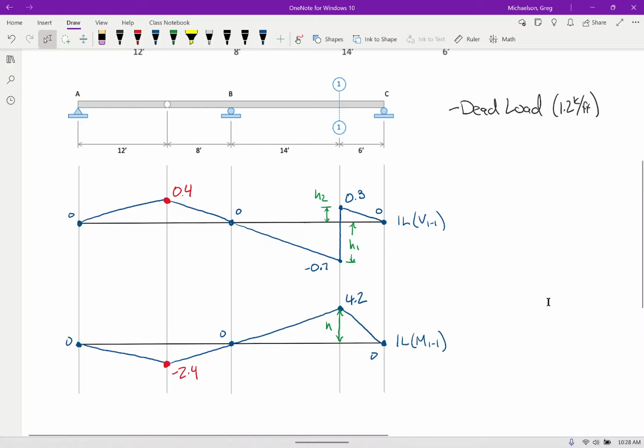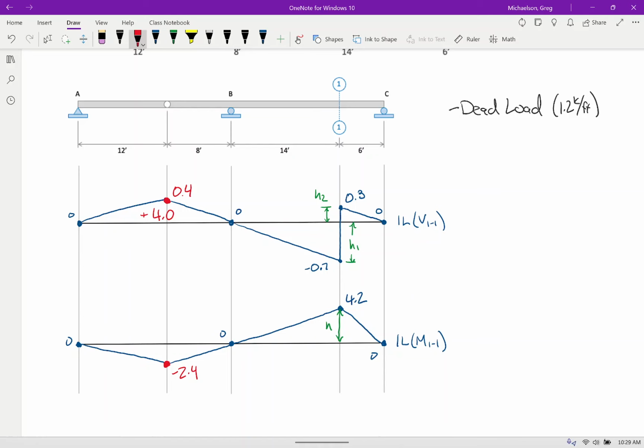Okay, so for this whole problem, I'm going to need to determine some areas under these triangles. Let's go ahead and do that now. So let's deal with shears first. Somebody help me out. What is the area of this whole triangle going to be? It's going to be 0.4 times 20 divided by 2. What is that? So 0.2 times 20, what is that? 4? This whole thing is going to be 4.0. Is that fair?